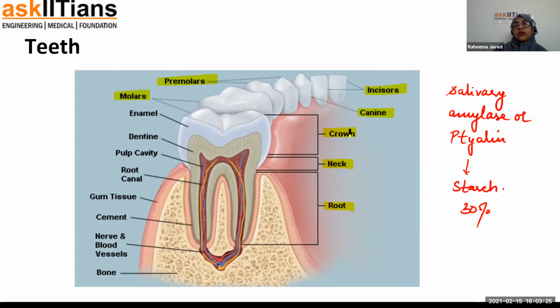This white shiny part of the crown is known as enamel, and under the enamel there is dentine. After dentine there is the pulp cavity, in which there is a gelatinous pulp, and nerves and blood vessels also pass through the pulp cavity. Cement actually helps in fixing the tooth into the socket of the jawbone. So these are the important parts of the structure of teeth.